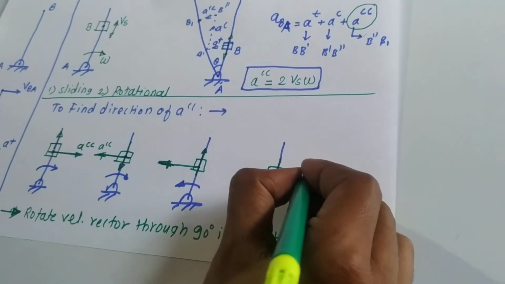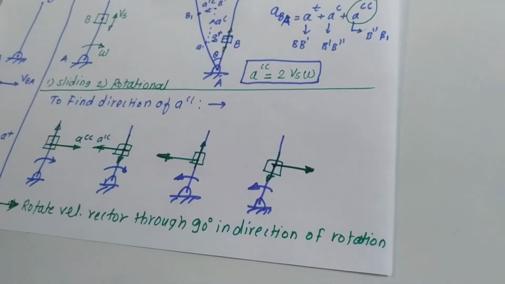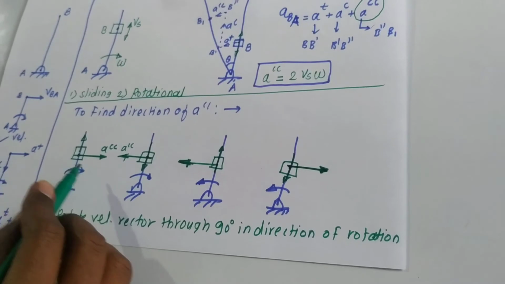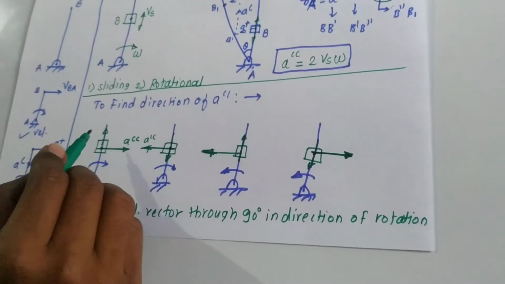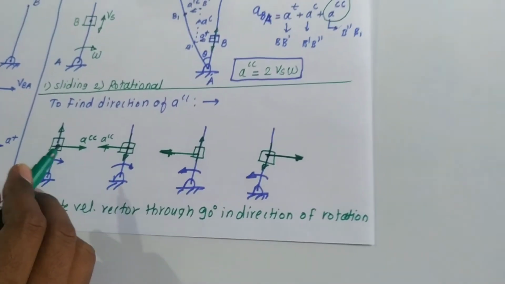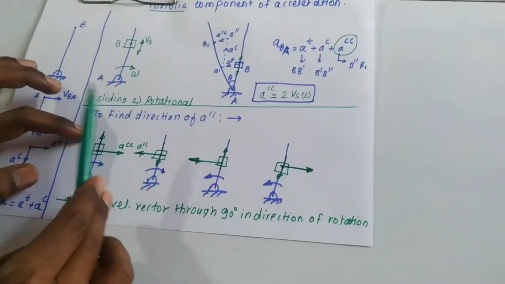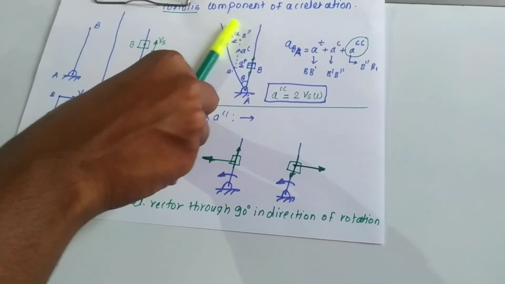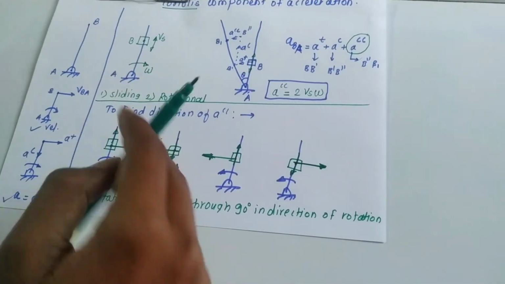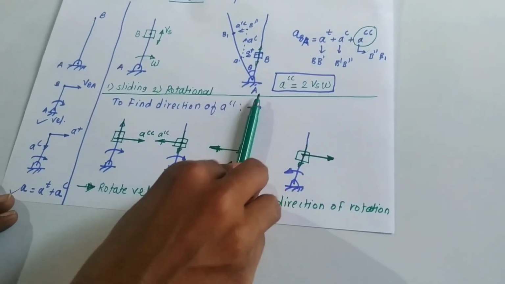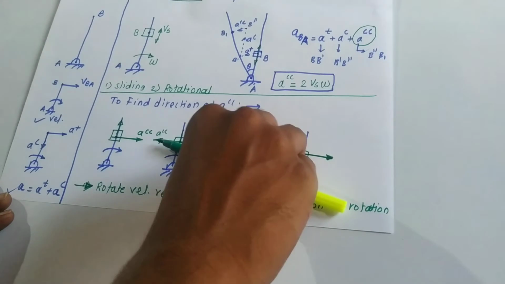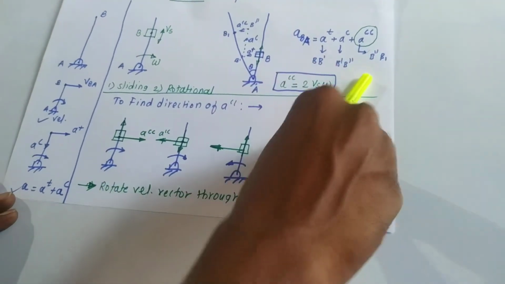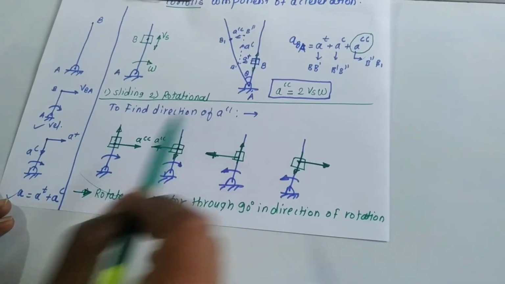I summarize these 4 cases. Whenever the vector is given, rotate the vector through 90 degrees in the direction of rotation. In this case, rotation is clockwise. Rotate 90 degrees, it will be towards right. The vector is downward; rotate 90 degrees, it is towards left. The vector is upward; rotate 90 degrees in the anti-clockwise direction, it will be towards left. And in this case, it is towards right. These are the 4 possible cases of the Coriolis component.